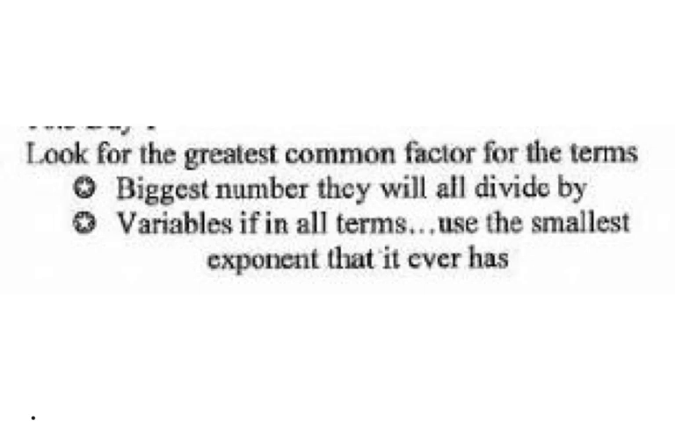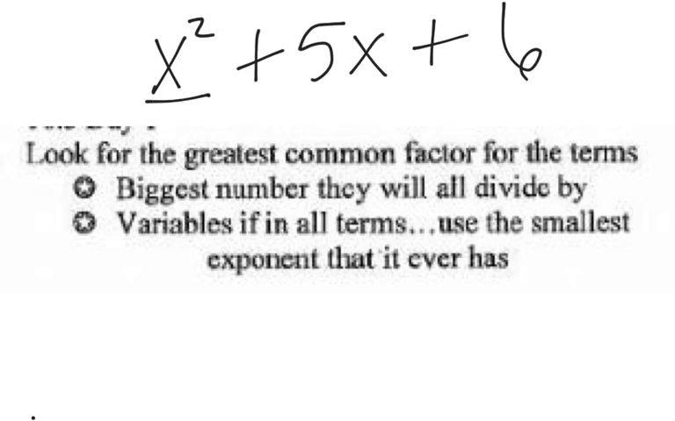We will be dealing with trinomials today, which means you have three terms. It's going to look something like x squared plus 5x plus 6. So you still have 1, 2, 3 terms. That's why it's a trinomial. You want to look just in case you can pull out a greatest common factor.